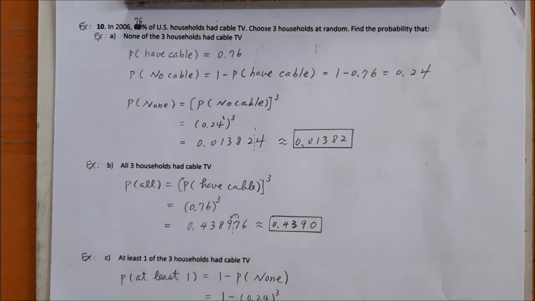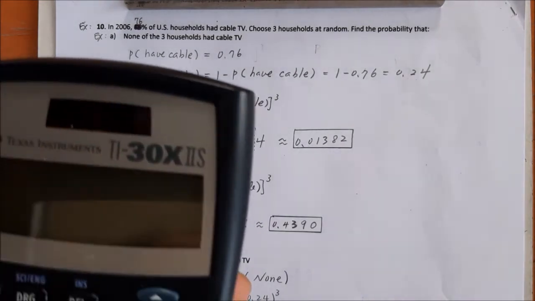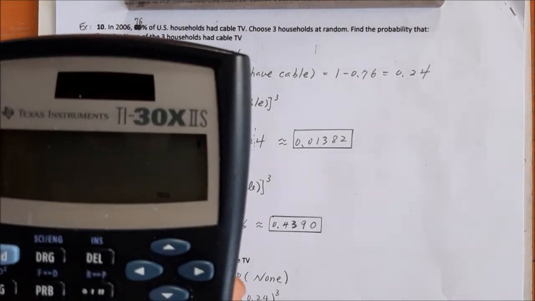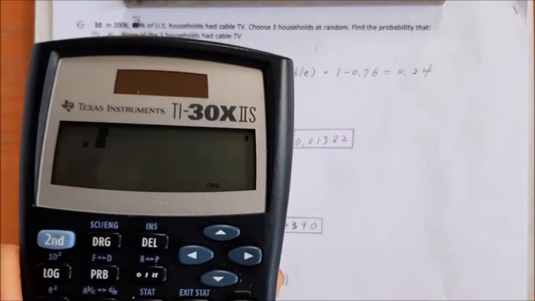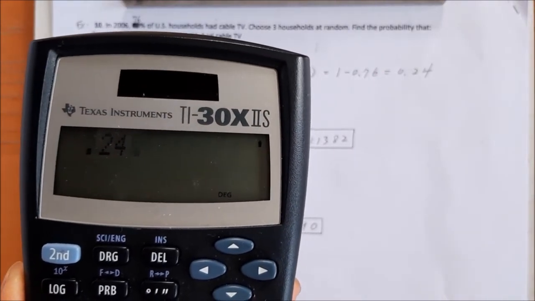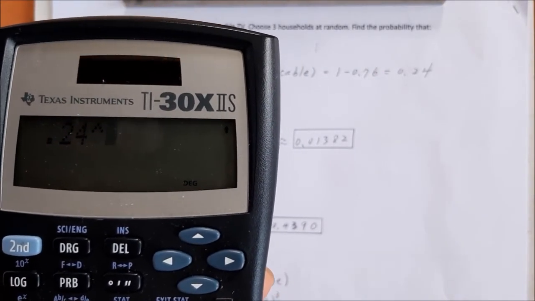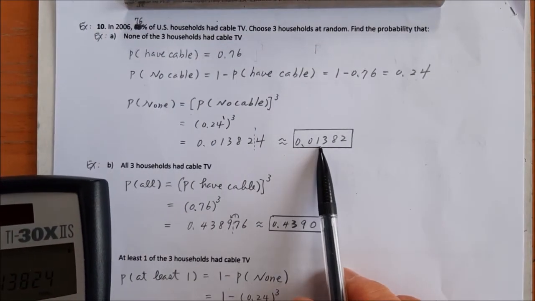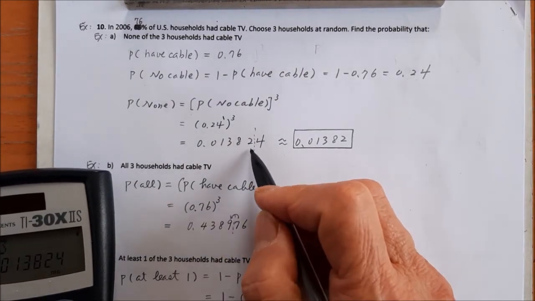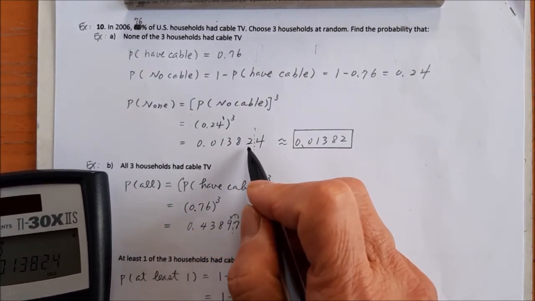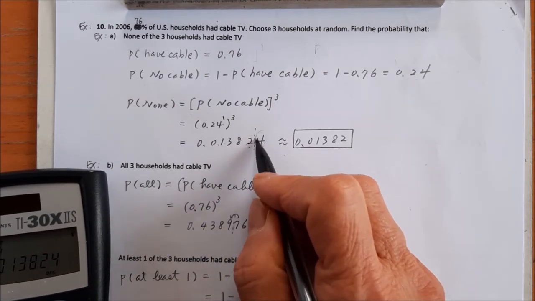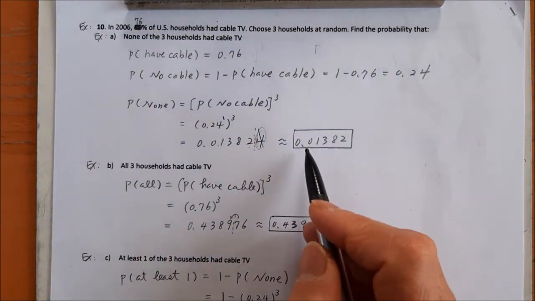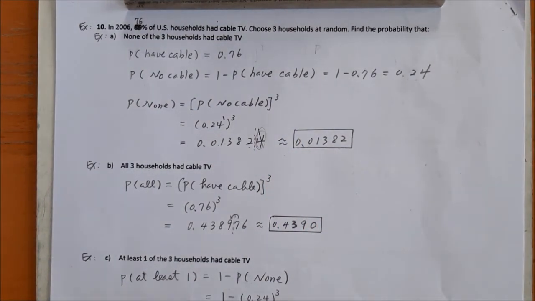You use a calculator and find the exponent: put 0.24, press the power key, and put 3. You will get 0.01382 at 4 significant digits. The next digit, 4, is below 5, so you truncate it and you get 0.01382 when rounding.